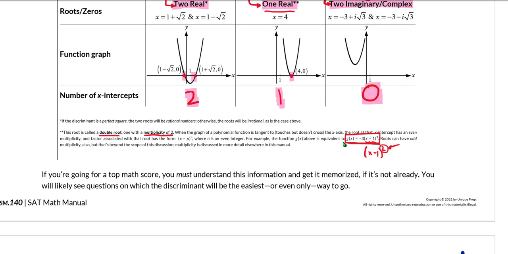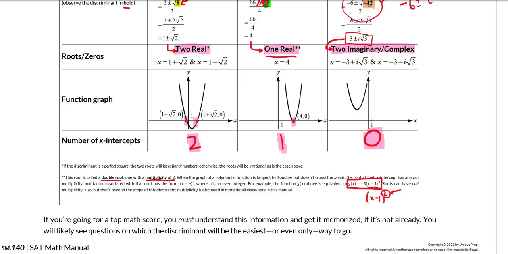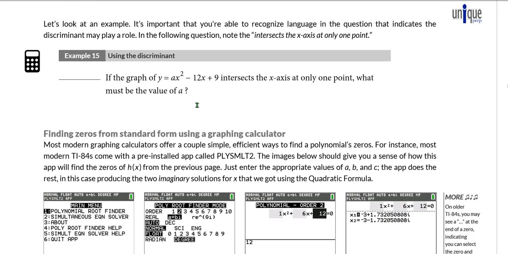So we will talk in another section about multiplicity and what multiplicity means for x-intercepts and how functions look and all that stuff. At the top of the next page, we are going to take a look at an example of a question on which using what we just learned about the discriminant will almost certainly be the fastest and easiest way to proceed. So in example 15 here, if you think you understand the discriminant information well enough to do this on your own, obviously pause the video and then come back and join us once you're done, or if you get stuck.